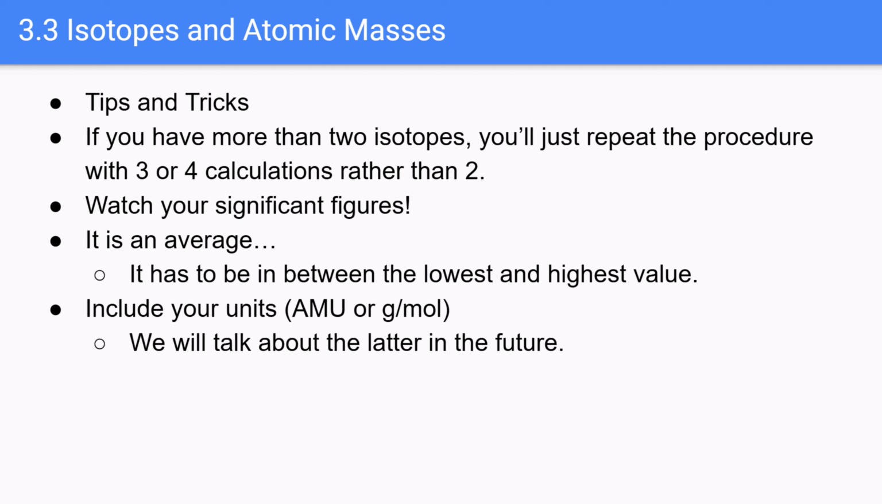So again, some tips and tricks. If you have more than 2 isotopes, you'll need to repeat this procedure with 3 or 4 calculations rather than 2.